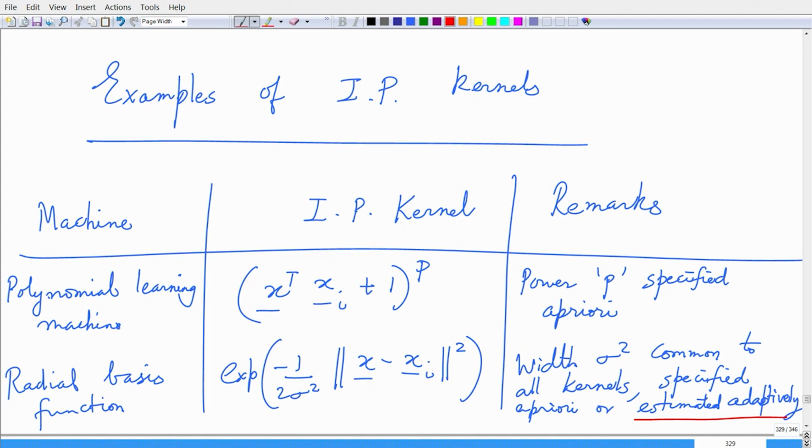We can also think about the tan hyperbolic; under certain conditions over the parameters of the tan hyperbolic, that can also be an inner product kernel. And we will revisit some of these cases as part of the homework exercise. Okay. So, we will stop here.